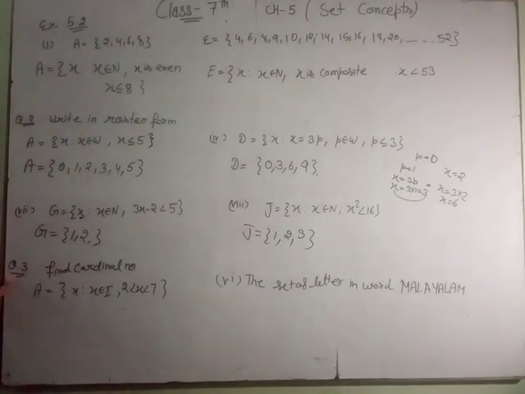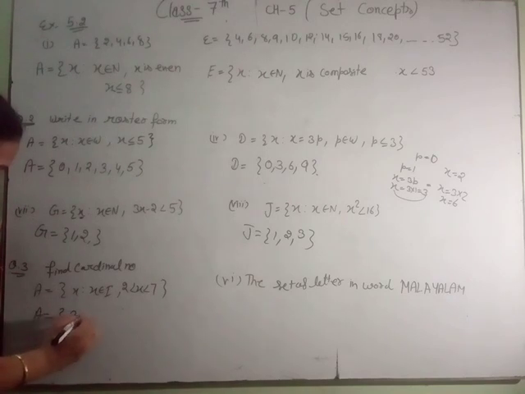Next, in question number 3, find the cardinal number. Student, first we find this set in roster form. After that we count the number of elements, then we write the cardinal number. In set A, x belongs to integers and lies between 2 and 7. Integers greater than 2 are 3, 4, 5 and 6. Then the cardinal number of set A equals 4.